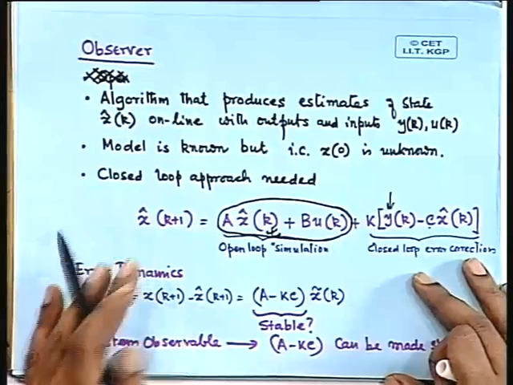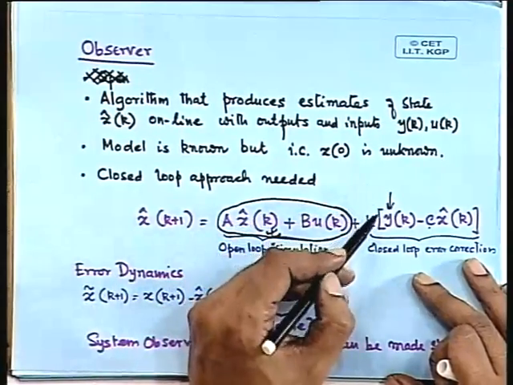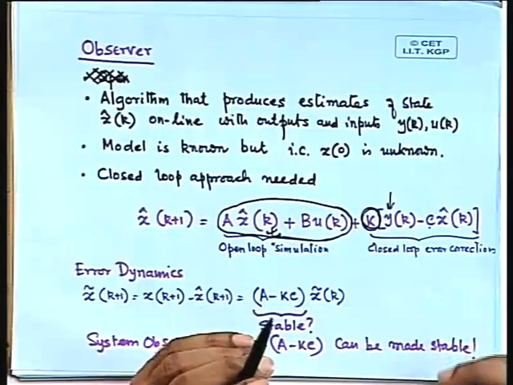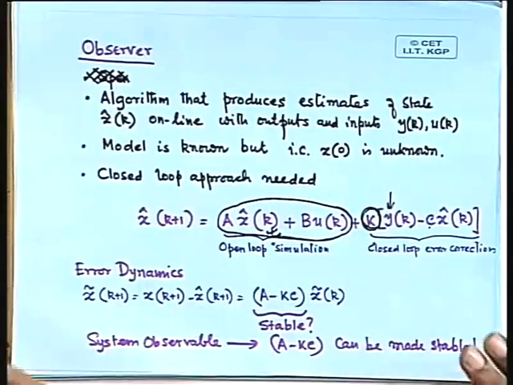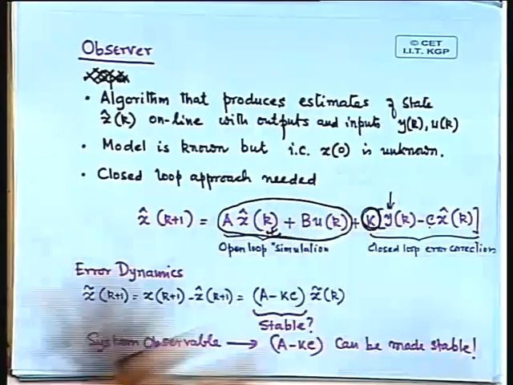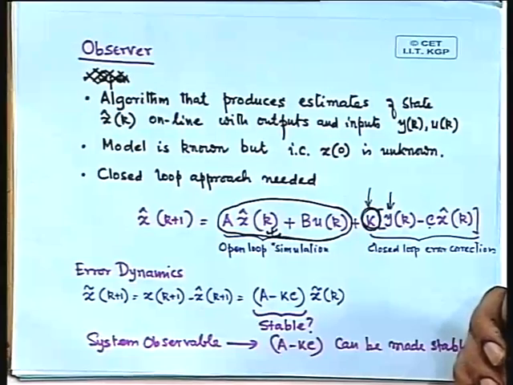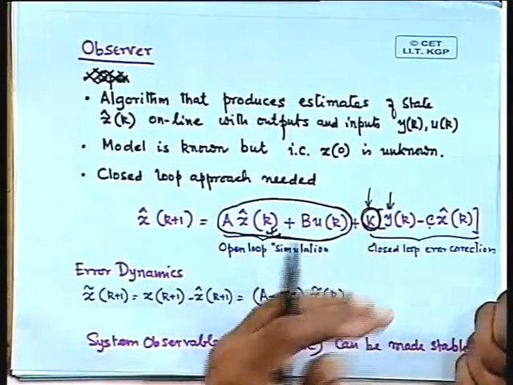This is my observer, and the crux of the problem is how do you choose this. In linear state estimation, this is the crux of the problem. Most estimators will have the same structure. Even the Kalman filter has this structure. But all the trick is how do you choose this k, right. Right now in the observer case we will choose k as a constant k.